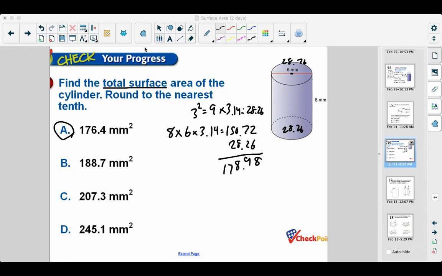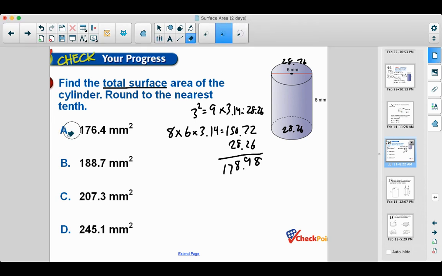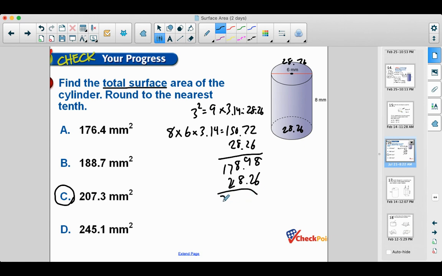Oops, I have found a mistake. Hopefully you spotted this too. I did the area of the circle, but I only added it once. Each of the circles is 28.26, so I have to add another 28.26 onto here. I get 207.24 technically, which would round down to 207.2, but I'm guessing they used pi instead of 3.14 for this answer, which is why it's slightly higher.